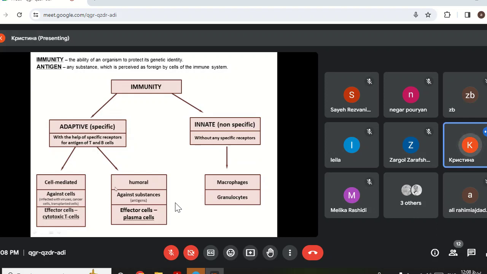Humoral immunity is against substances, against antigens, and it is performed with the help of the effector cells, plasma cells. Plasma cells are the final form of B lymphocyte. So cell-mediated immunity is carried out with the help of T cells, cytotoxic T cells, and humoral immunity with B cells, plasma cells.